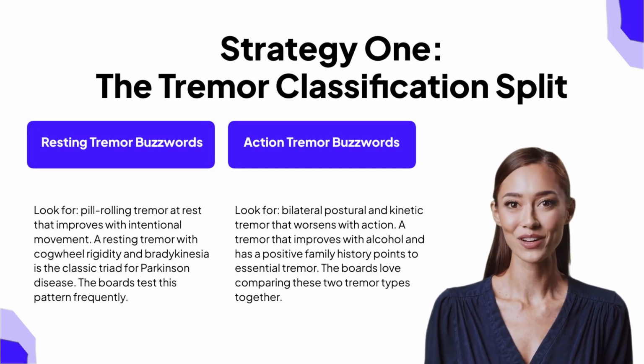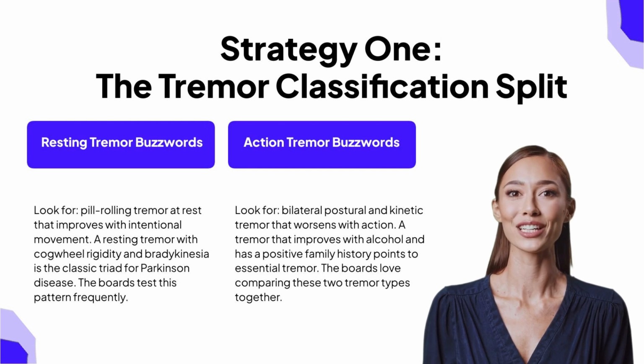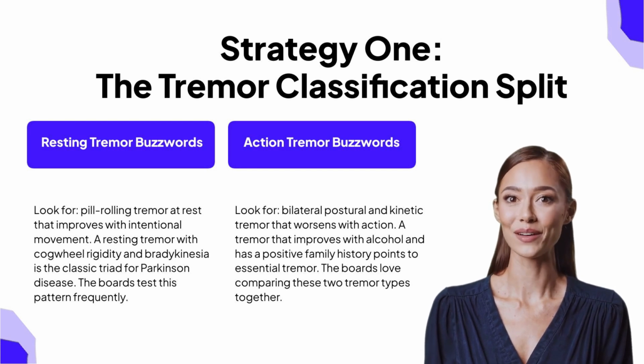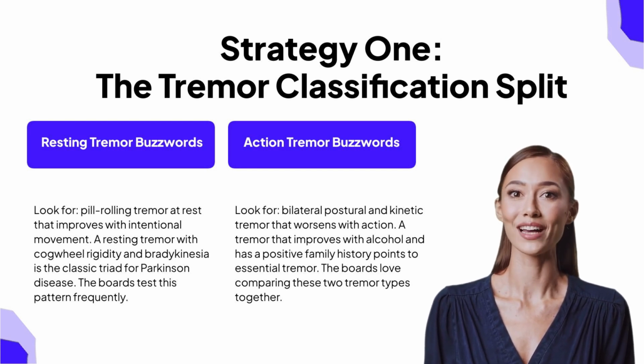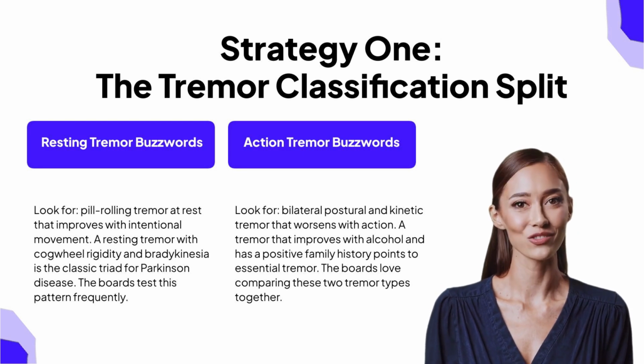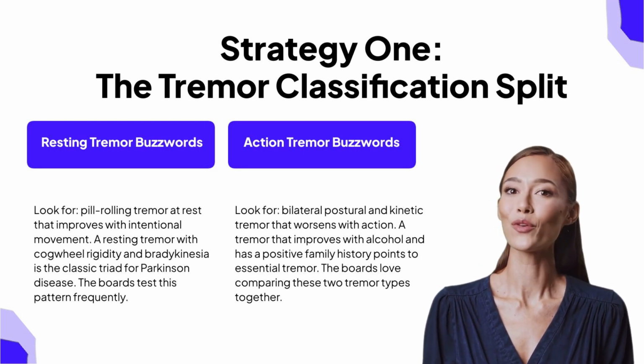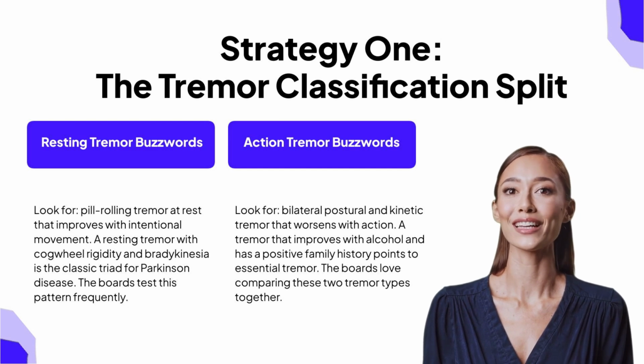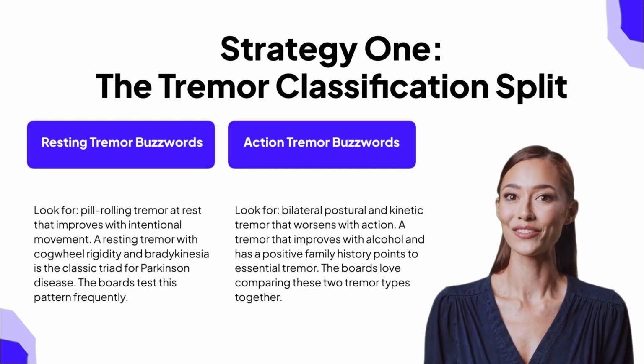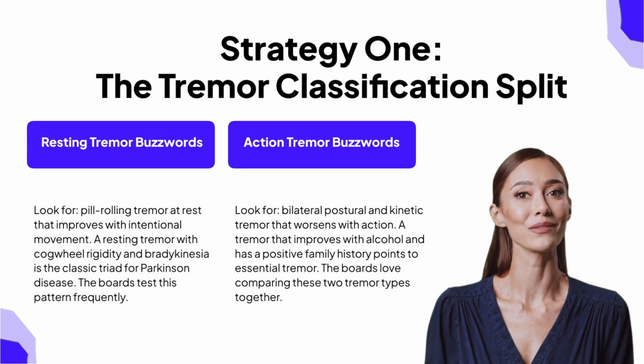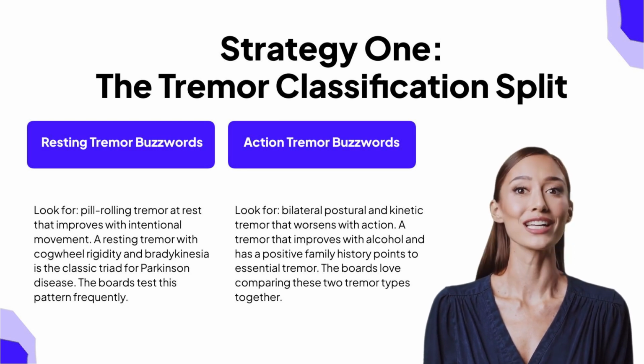On the right side, we have action tremor buzzwords. When you see a bilateral postural and kinetic tremor that worsens with action, improves with alcohol, and has a positive family history, this points to essential tremor. The boards love comparing these two tremor types together, so your job is to identify whether the tremor is at rest or during action. That single distinction will guide you to the right answer.